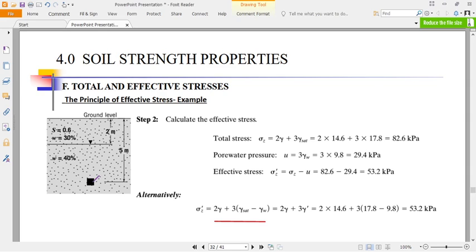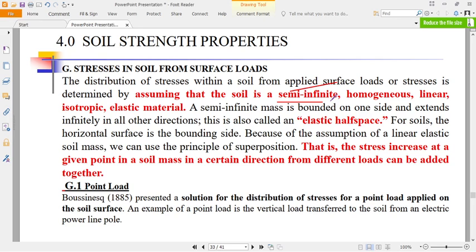Now, the next case is to determine the stress due to the point load application. Is that okay? Now, the distribution of stress within a soil from applied loading or applied surface load or stresses is determined by assuming that the soil is semi-infinite. Okay? It has boundaries. It is homogeneous. It is linear. Isotropic, the properties are the same, and it is an elastic material. Remember, you are using elasticity methods.